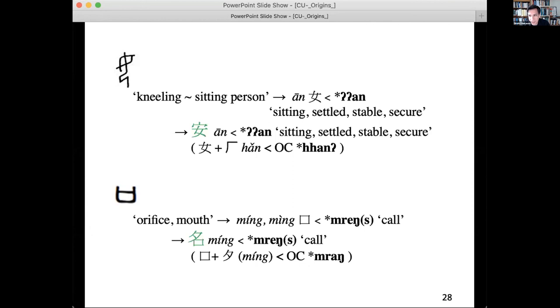Great, thanks very much for that really interesting lecture, especially for those of us who don't know much about the Chinese writing system.